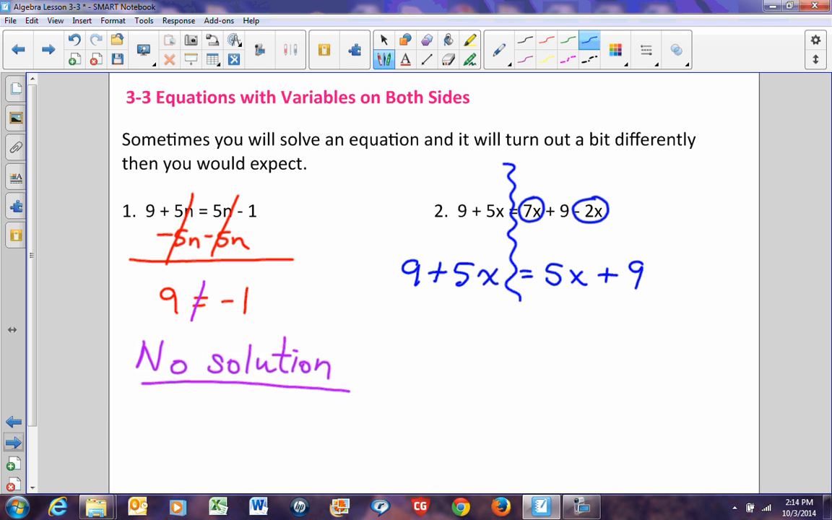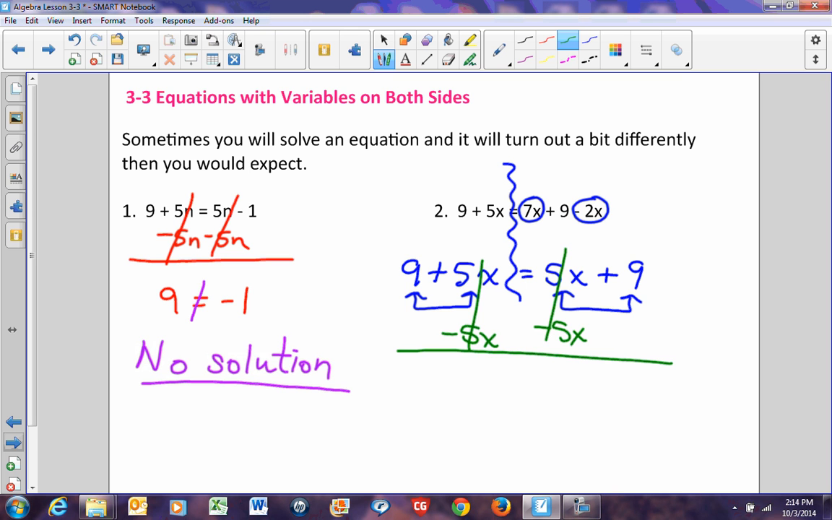Now, if you remember, the commutative property says order doesn't matter when you're adding. 9 plus 5x is exactly the same thing as saying 5x plus 9. They're the same. If I decided to get rid of all the variables, I subtract 5x from this side, I subtract 5x from this side. They'll cancel out. I get 9 equals 9. This is a true statement. Every time I look at it, it's going to be true, which means no matter what I put in for the variable, we'll make it a true statement.